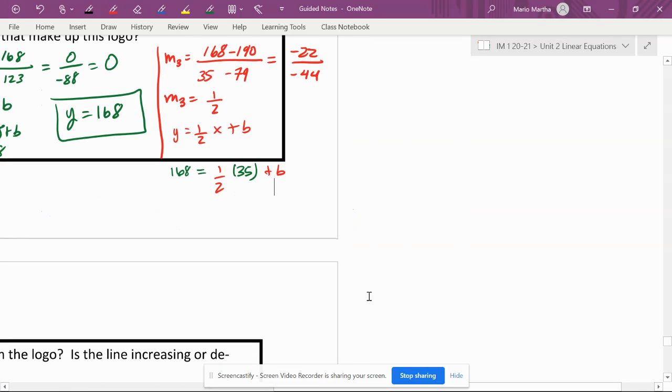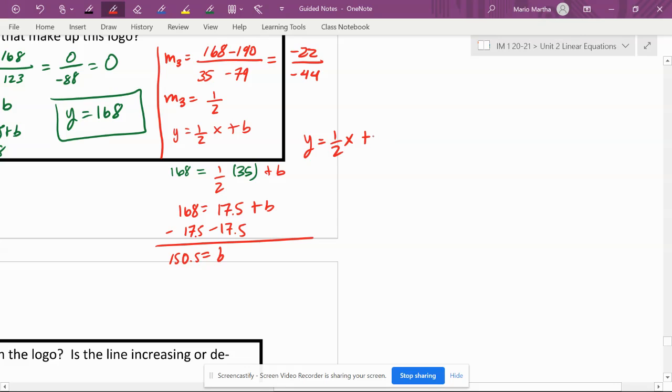So right here, 168 equals half of 35. That would be just 17.5 plus b. Subtract 17.5 from both sides. That gives us 150.5, and that's equal to our b value. So our equation would be y equals 1/2 x, or 0.5x, plus 150.5. So that would be equation 3.